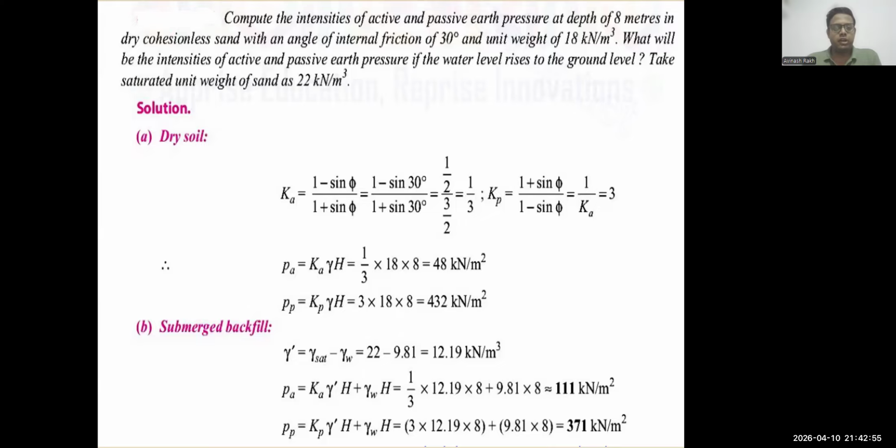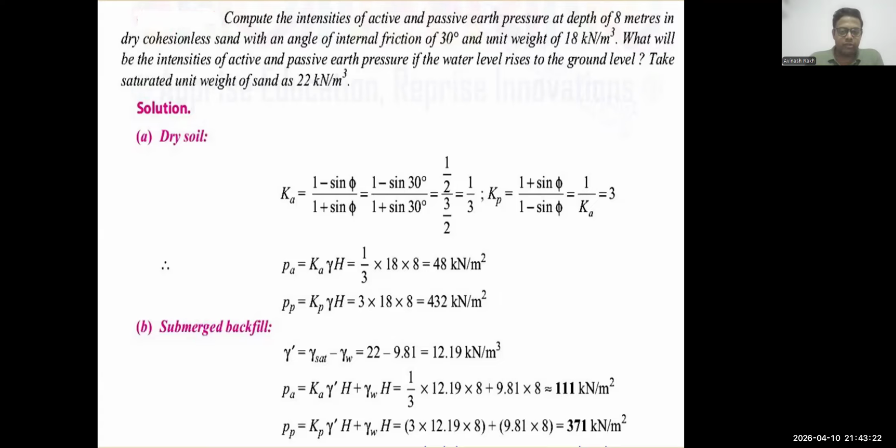After that, the intensity in the active earth pressure condition: the formula will be Pa equals Ka gamma dash H plus gamma W into H. Ka is 1 by 3, gamma dash is 12.19 into height 8, plus gamma W is 9.81 into height 8. So you will get the answer Pa equal to 111 kilonewton per meter square.